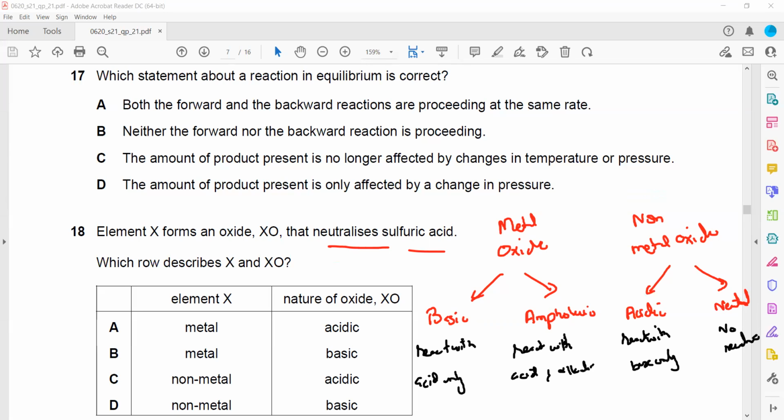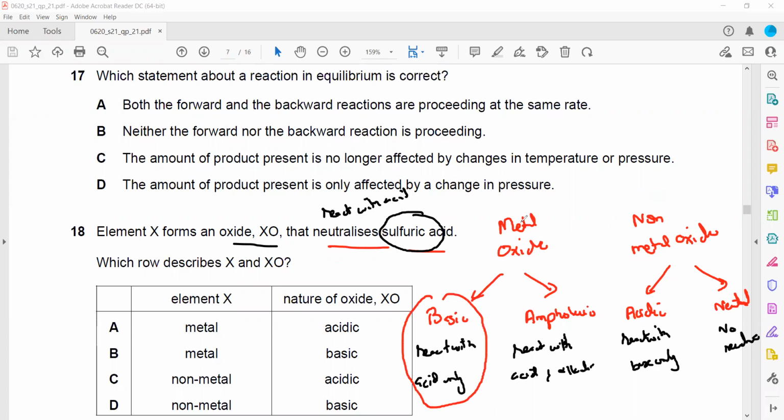So when we check the options, element X forms an oxide that neutralizes the acid. So it means it reacts with acid only. So which oxide can react with acid? When you check, you will find that basic oxides are the oxides which can react with acid. So this should be a basic oxide.